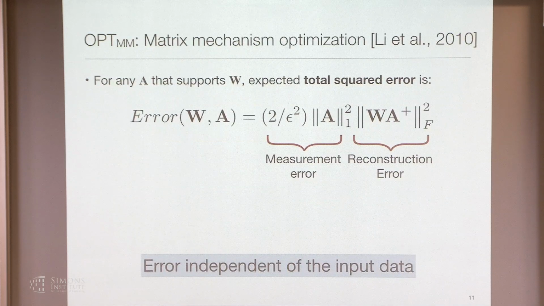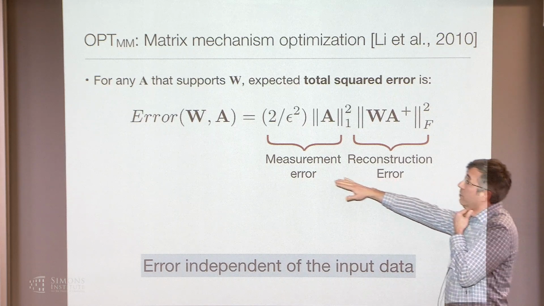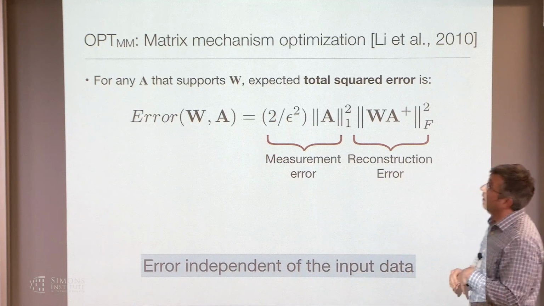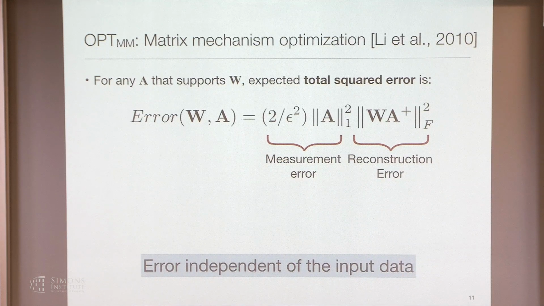So this has closed form error. There's an error expression, which given the workload and a strategy matrix, we can compute the error. And this is similar to what we saw before. This is the total squared error across the workload. And the data is not in here anywhere. So we know what error we're going to get for any database, and that's a nice feature.